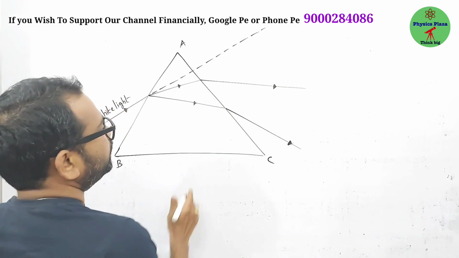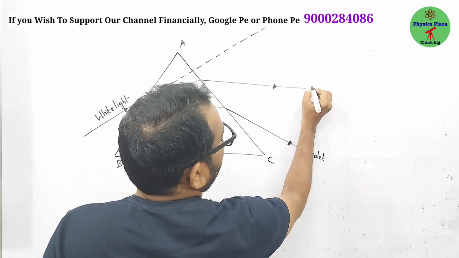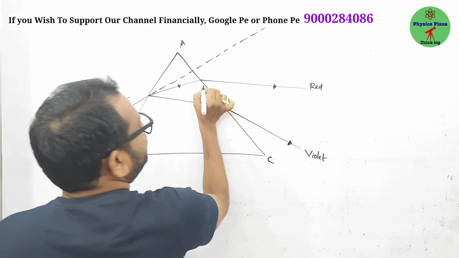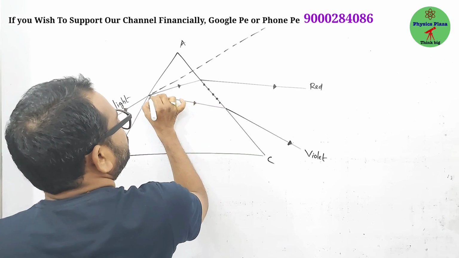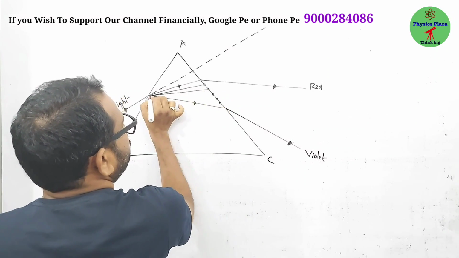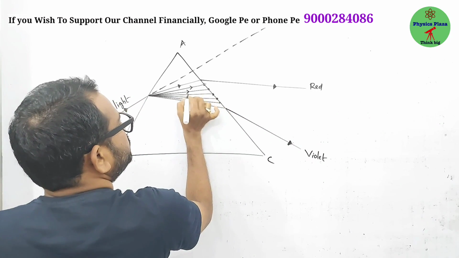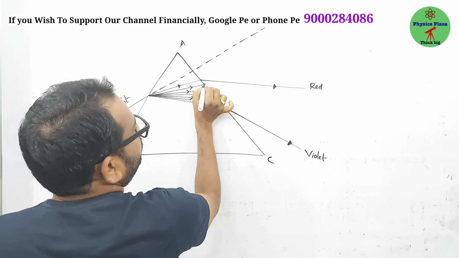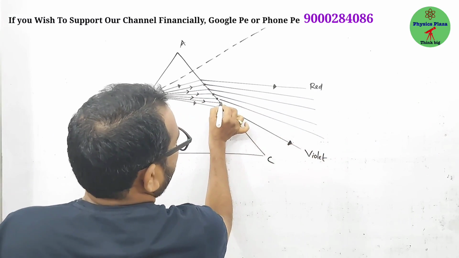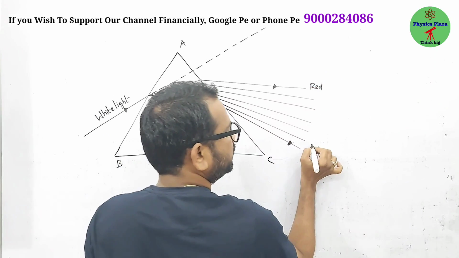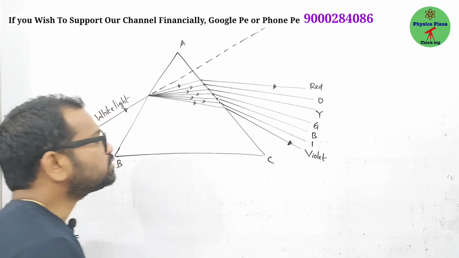Okay, yes. Now look here. Here is the violet color, and here is the red color. The remaining colors: 1, 2, 3, 4, 5. So it is violet, indigo, and so on: VIBGYOR.